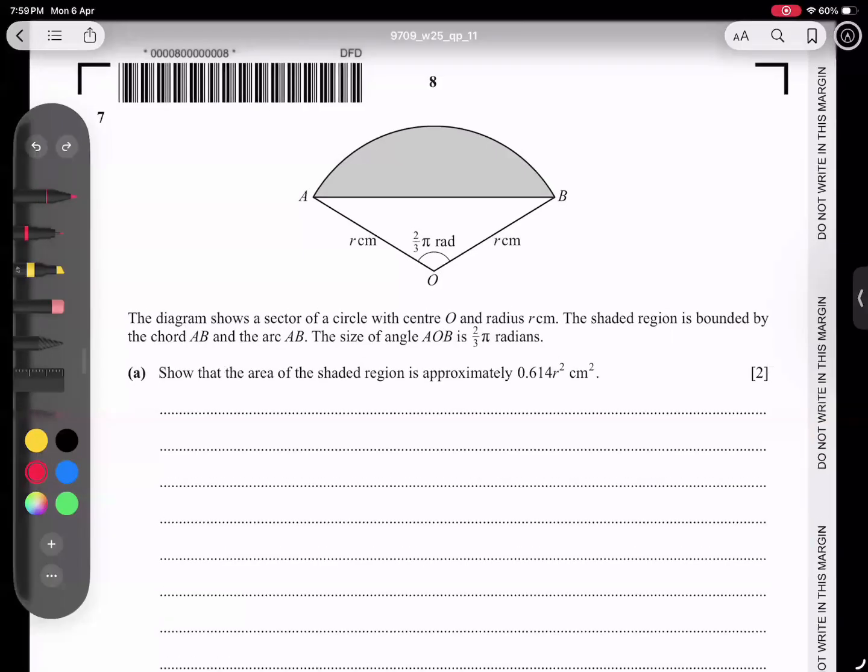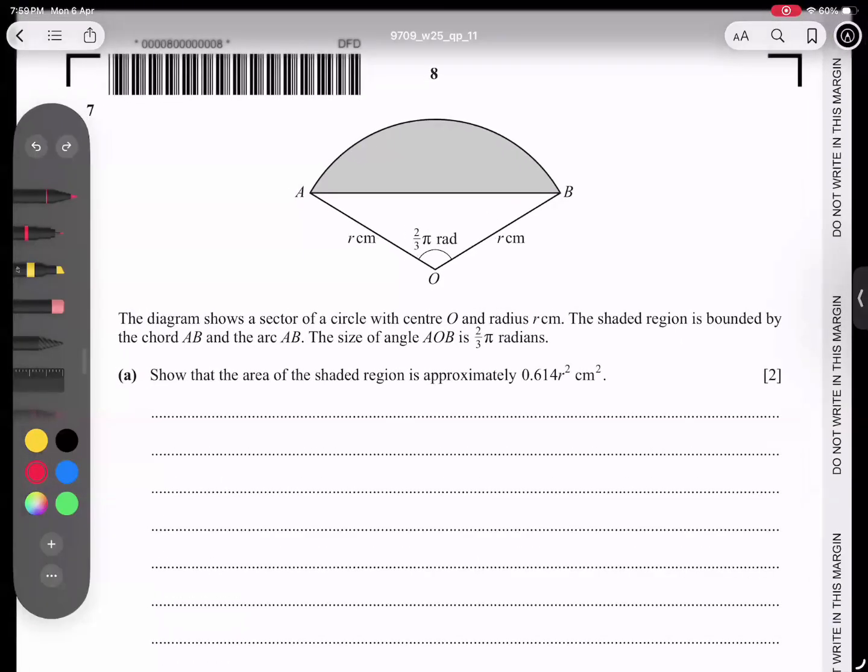Question number 7, students, we have a diagram that shows a sector of a circle, center O and radius r. The shaded region is bounded by the chord AB. This straight line is called a chord, make sure. And the size of angle AOB is 2 pi by 3 radians. And make sure you convert your calculator to radian mode. And we need to find the area of the shaded portion.